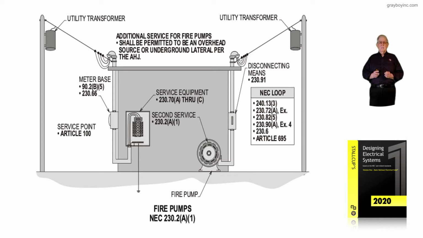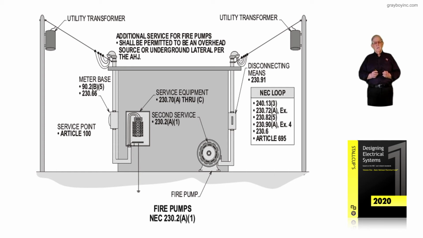When we get into 230.90(A), exception 4, then we know that a fire pump overcurrent device can be set or sized to allow the fire pump to operate until failure. And then, of course, it would clear the circuit at that time and not do any damage to the power supply. The transformer would still be supplying power to that particular overcurrent device.